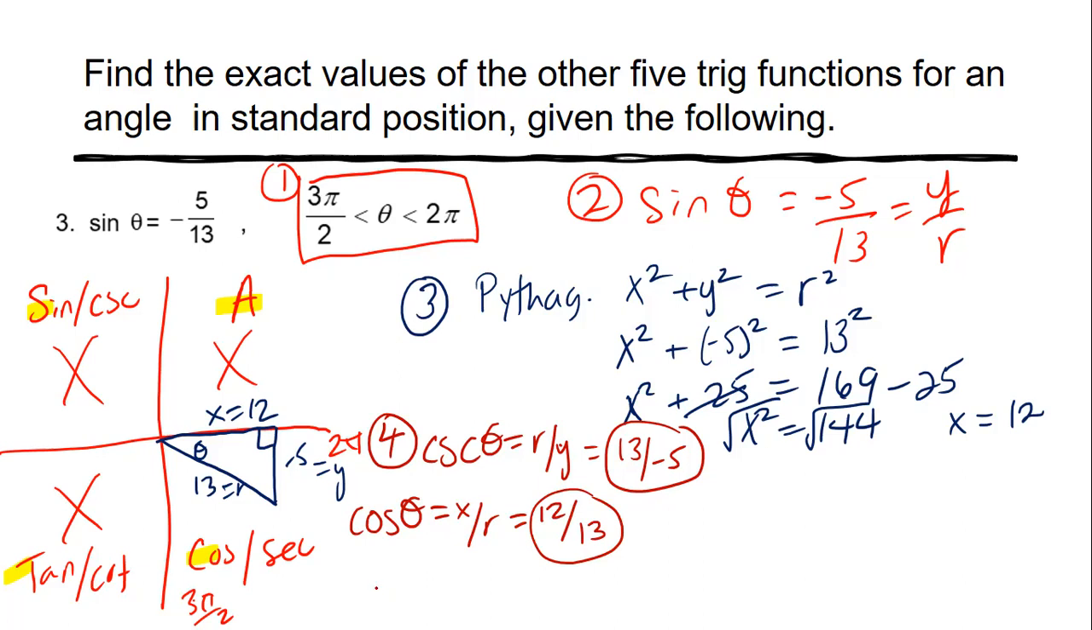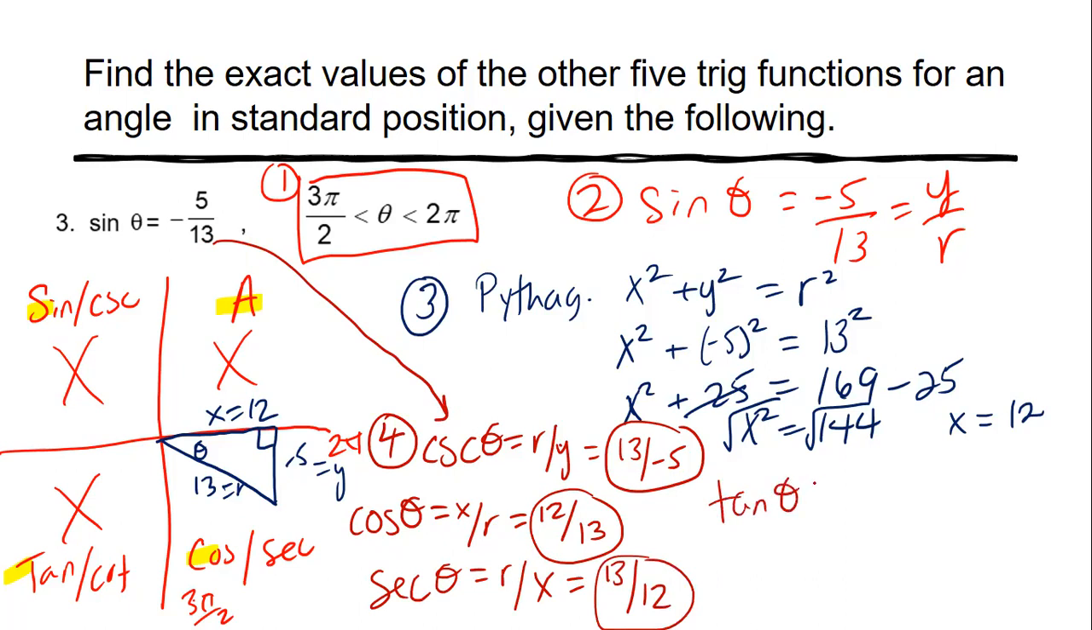What are we on now? We have to do the reciprocal of cosine, which is secant. Instead of x over r, it becomes r over x, which we already did. It's right here. We already had sine; they gave us our sine.